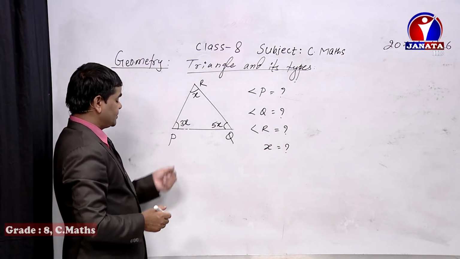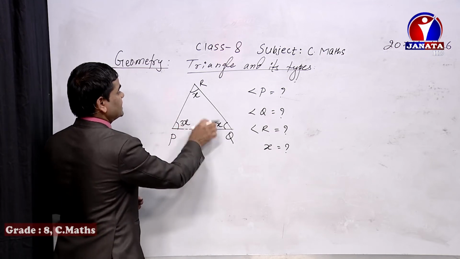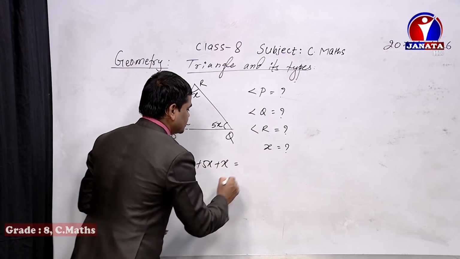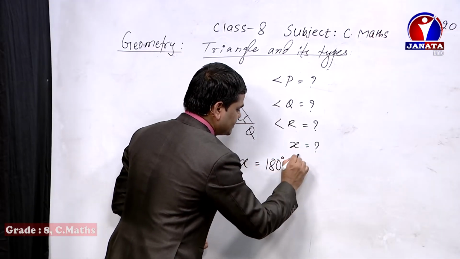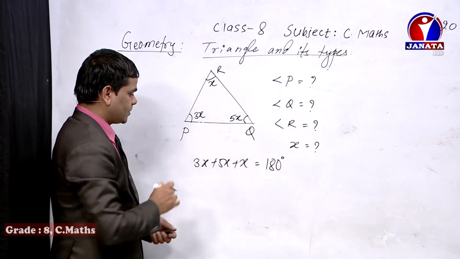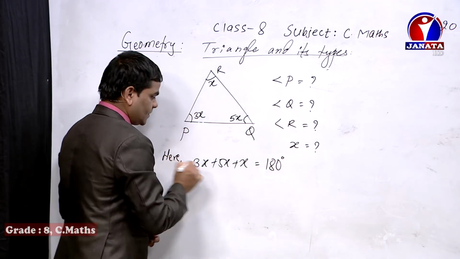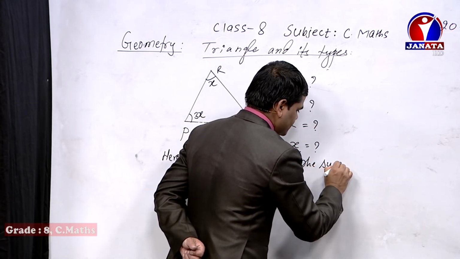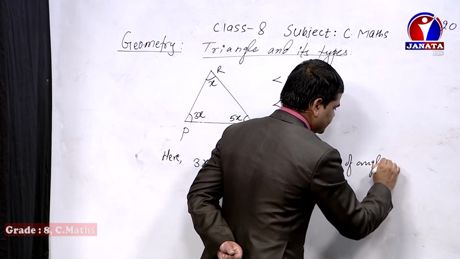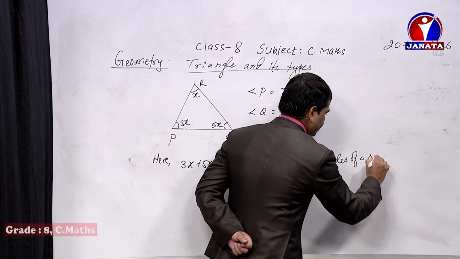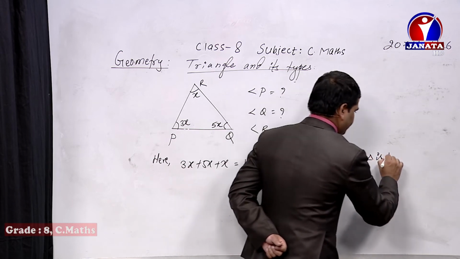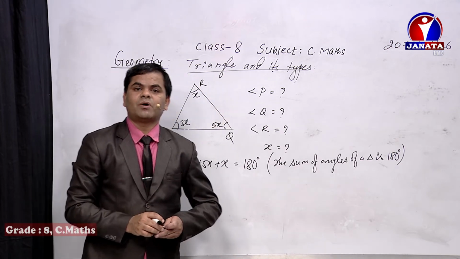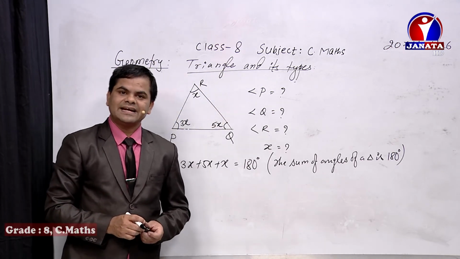At that time, what you have to do, dear friend, is write 3x plus 5x plus x becomes 180 degrees. This is the statement. And then what you have to write in the reason side? The sum of angles of a triangle is 180 degrees, being the sum of angles of a triangle 180 degrees.